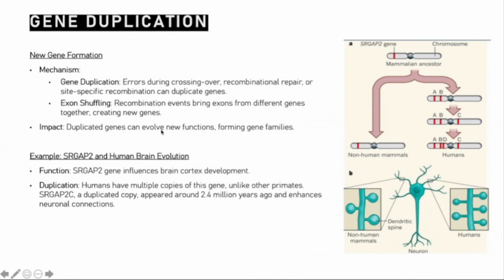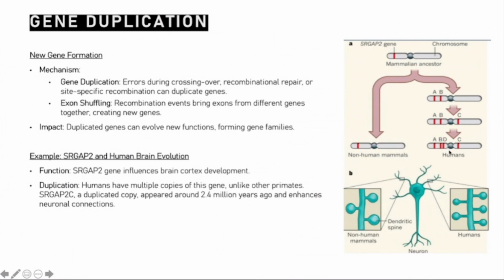Okay, so now these duplicated genes are able to evolve new functions and new gene families. Of course, if we have more genes, that means we're going to make more and new combinations of proteins, right? An example of this is the sRGAP2 gene, which is found to influence the development of the cortex within the brain. Now, humans are unique as we have multiple copies of this sRGAP2 gene.